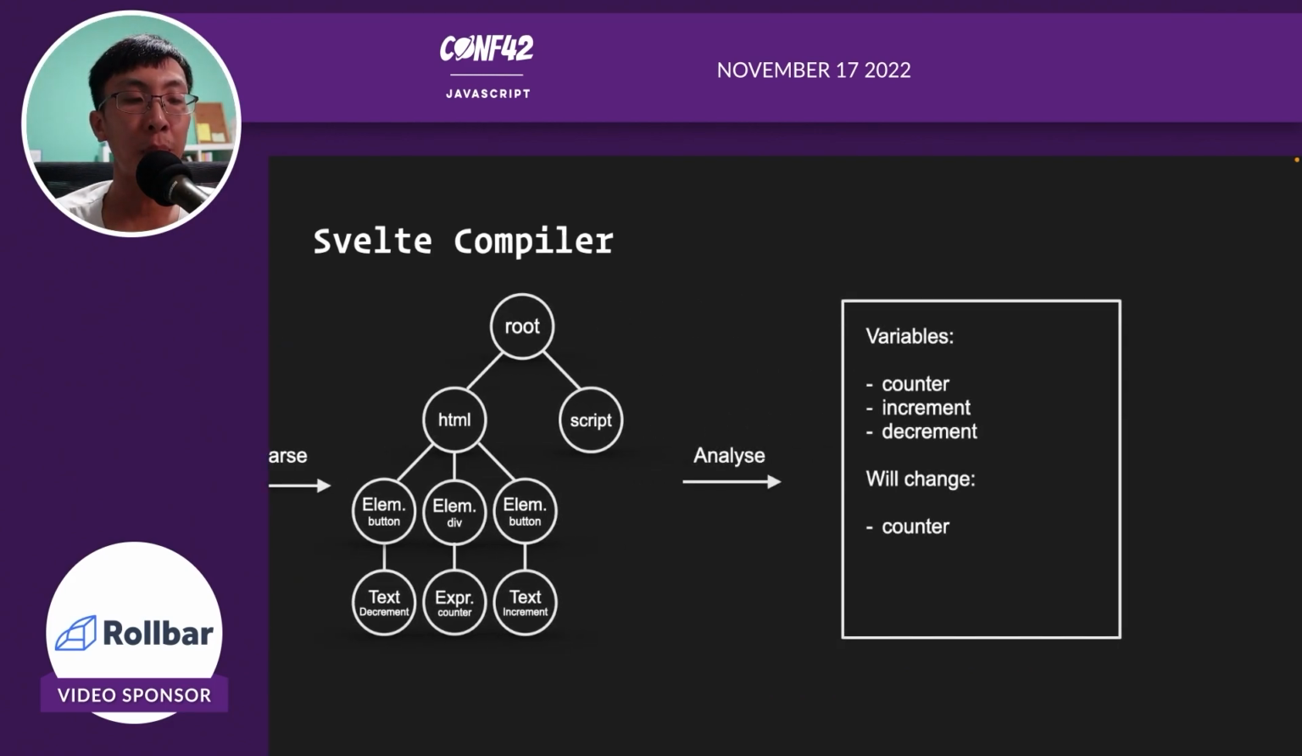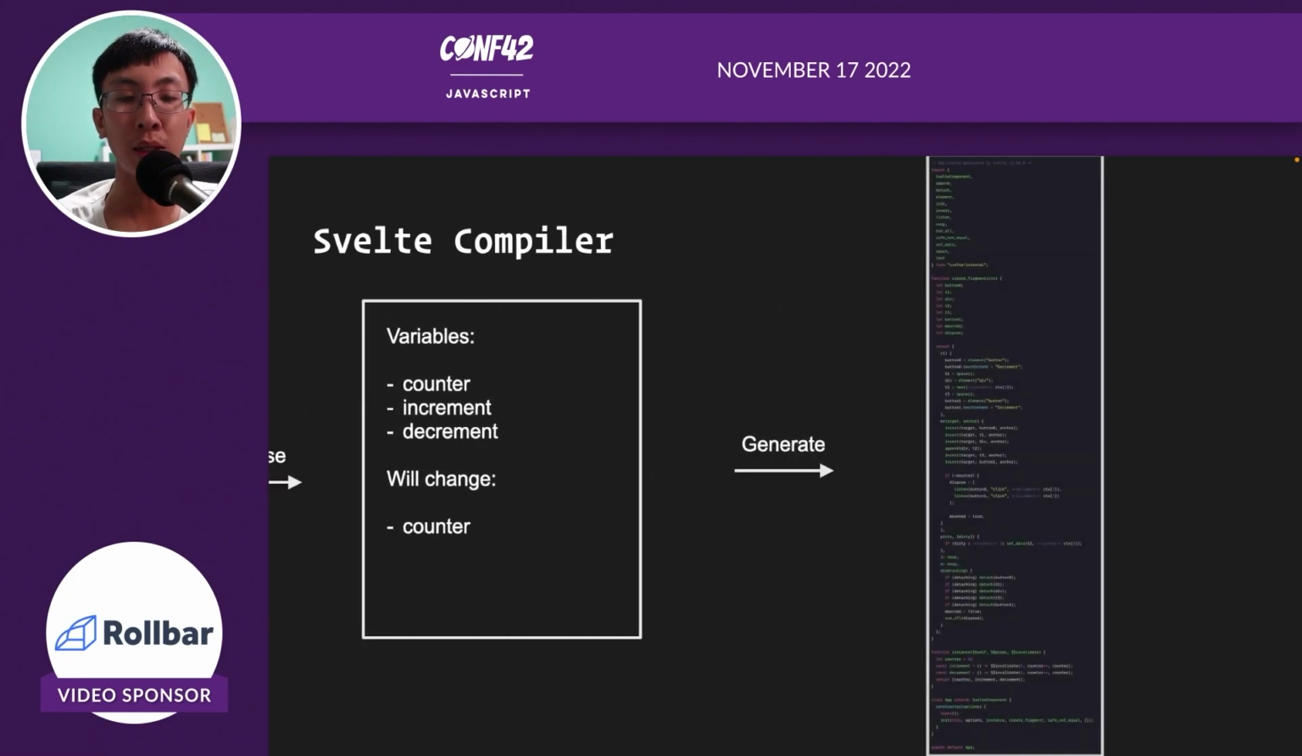And then the compiler analyzes the code through this tree. What this means is that it recursively goes through every node of your AST, trying to gather information such as what variables are being declared, what variables are being used, and what variables will be changed, and so forth. And armed with that information, the compiler is then able to generate more optimized code.